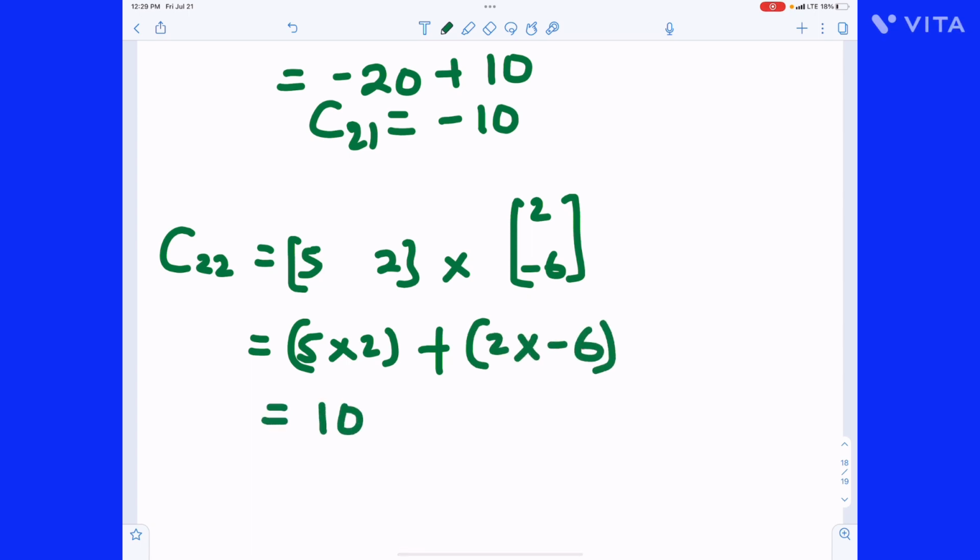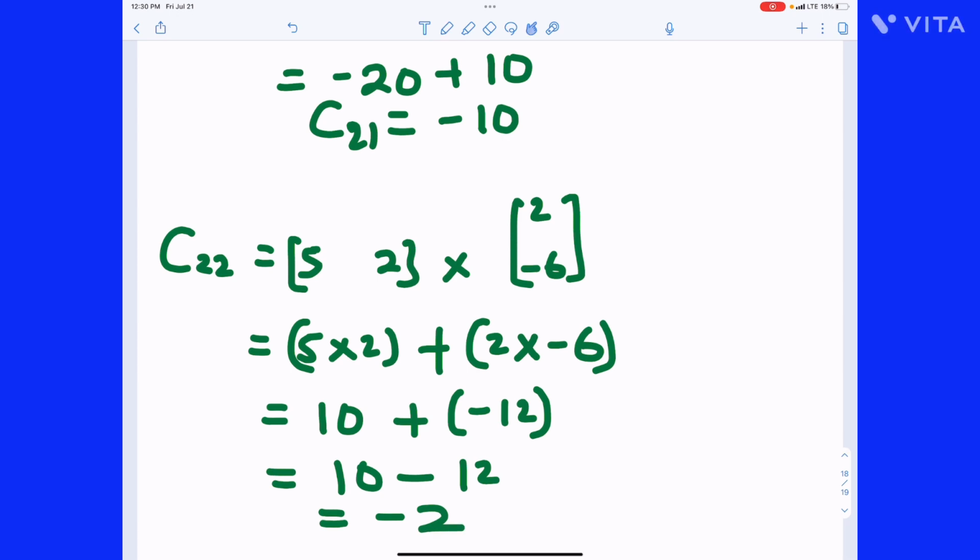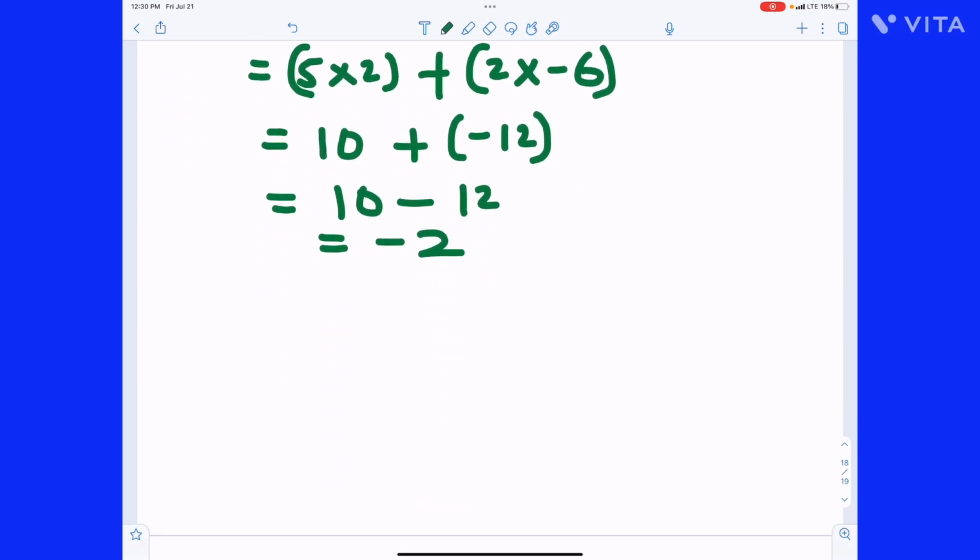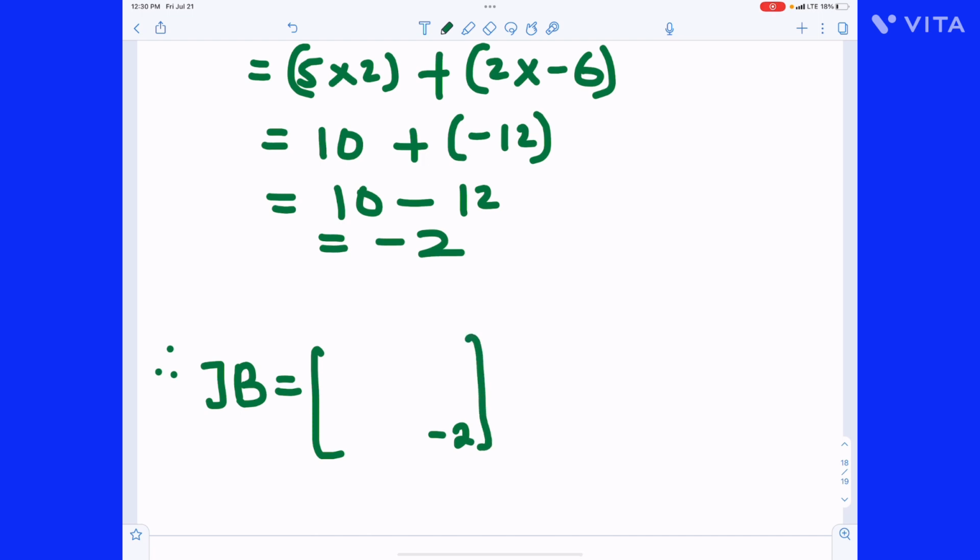5 times 2 is 10. 2 times minus 6 is minus 12. And that's what? 10 minus 12, which gives me minus 2. So if I put the elements in JB together now, my product JB will be what? Let me fill it from this last one. Minus 2. What was the previous one?